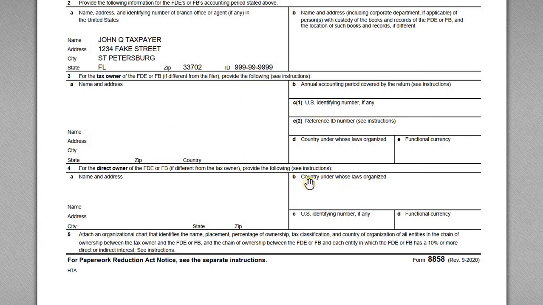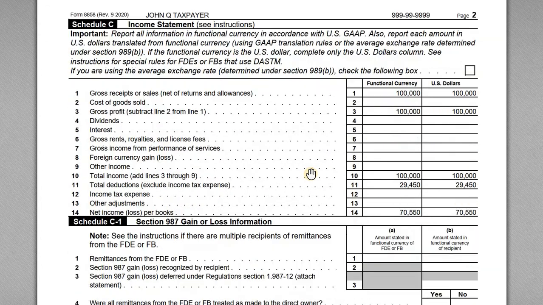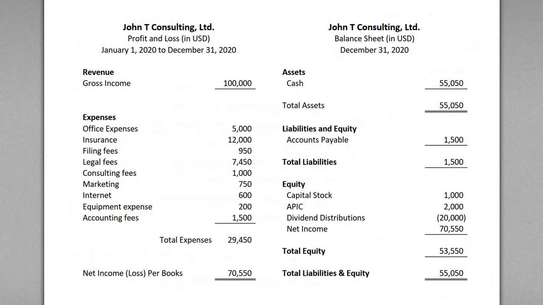Okay, so Schedule C, this is where you enter the income statement information for the company, and then later on we have the balance sheet as well. So John prepared a very simple set of financial statements for his company. So we have John T. Consulting Limited.